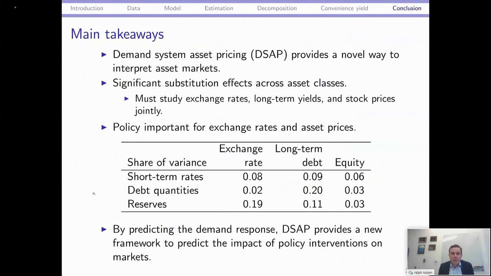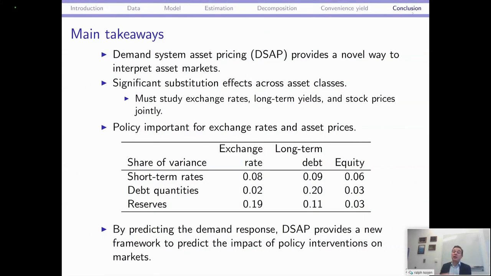So let me wrap up. The main idea behind the demand system approach is to use prices and quantities, portfolio holdings together. And we think it provides a new way to interpret some of the dynamics of asset markets. So I gave you the example of the German-US yield spread, the European sovereign debt crisis, and the like. Now, one of the things that is quite salient in the data is that there's substitution across asset classes and across countries. And so what it means is that to understand the effects of, let's say, QE, it is important to understand the impact on exchange rate, long-term yields, and equity prices jointly, and to think about it in a global framework.